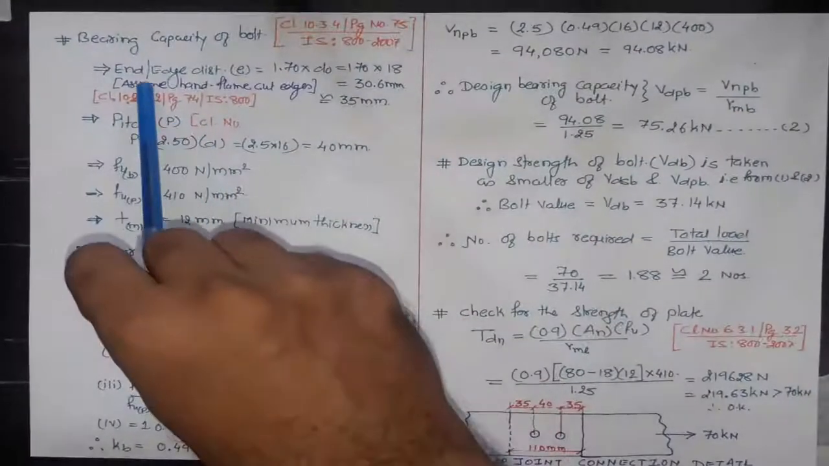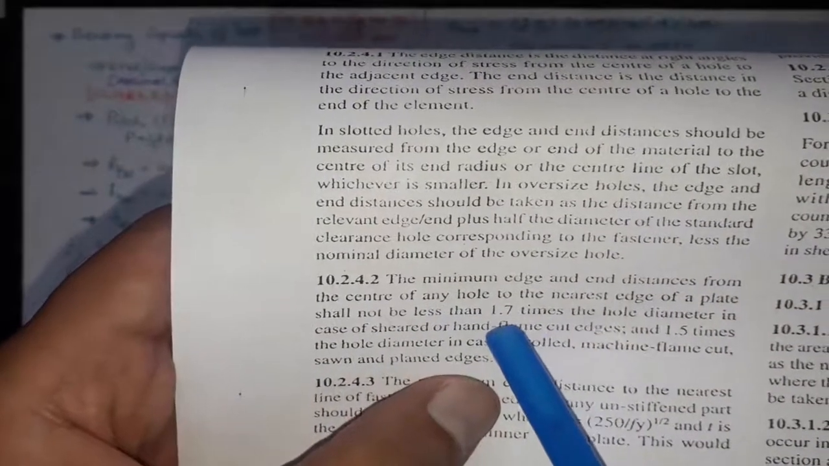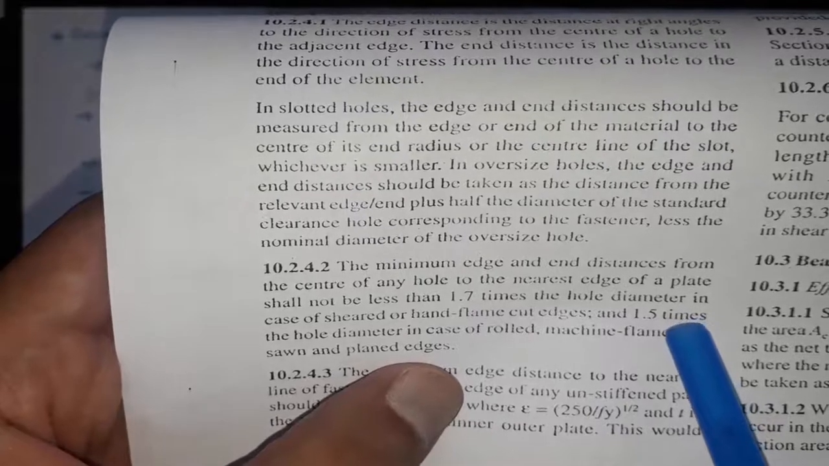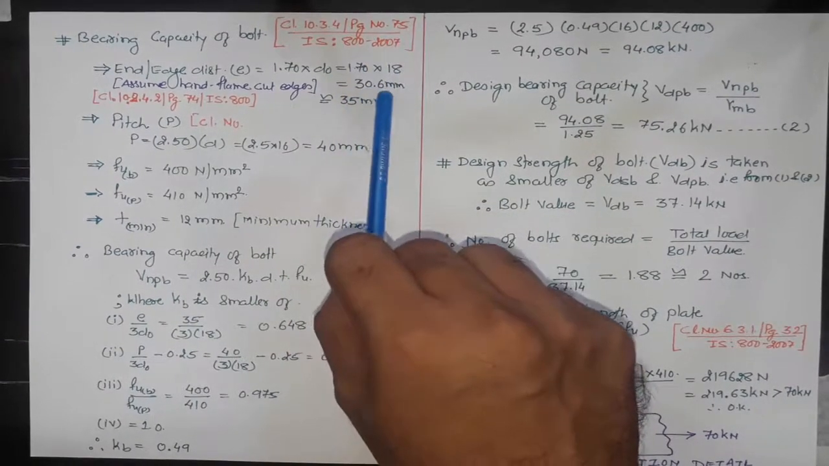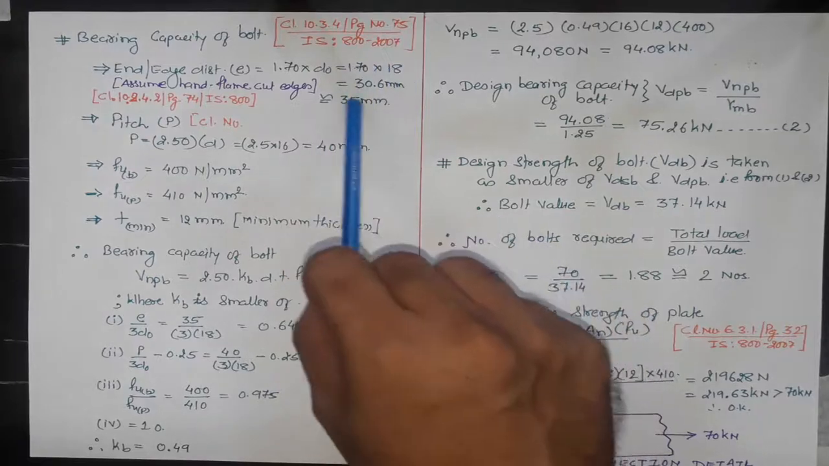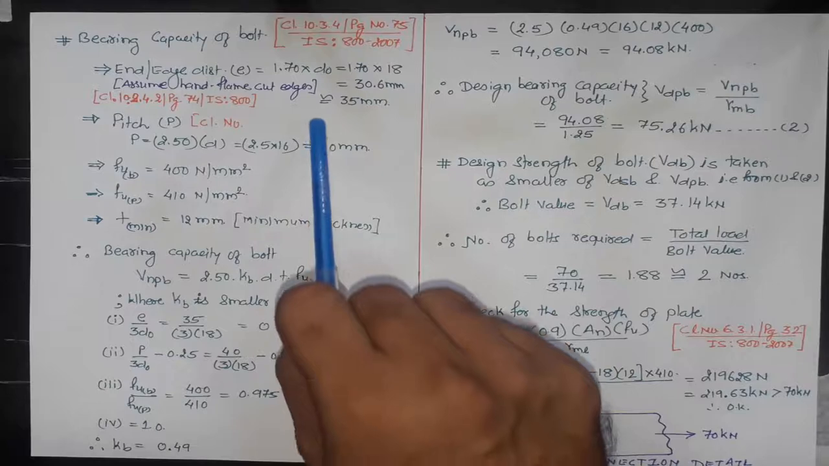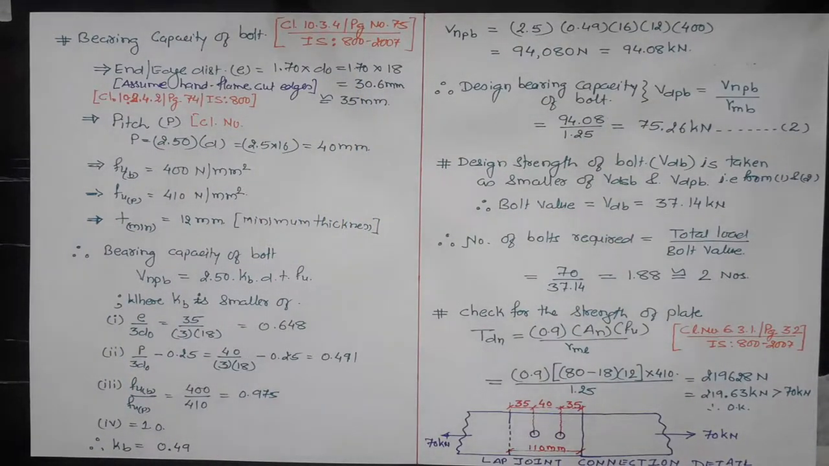Here we are assuming hand flame cut edges. Therefore, for hand flame cut edges, it should be 1.7 times the hole diameter. Hole diameter is 18, so this comes out to be 30.6 mm. This is the minimum edge distance you are supposed to consider. We will consider 35 mm edge distance.